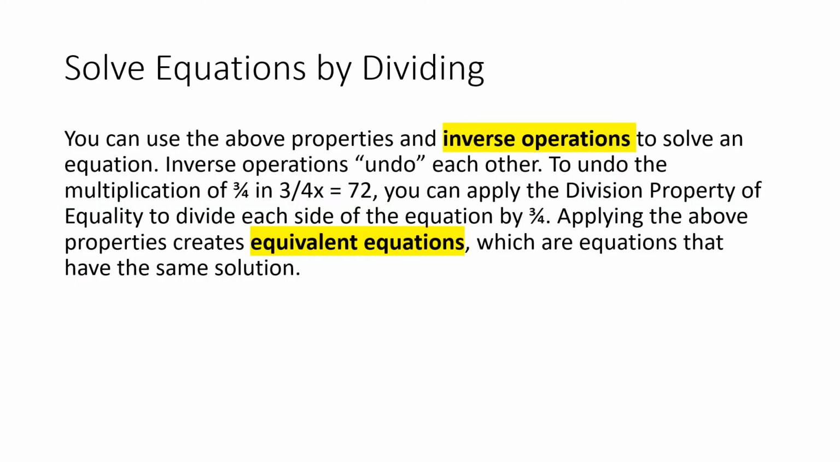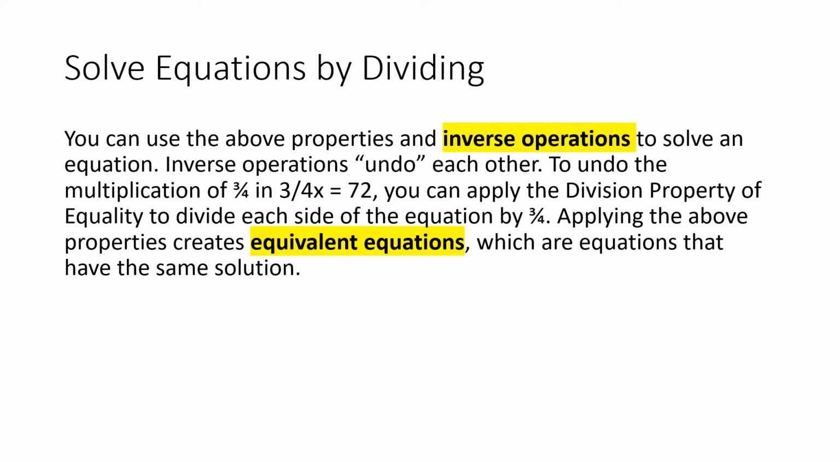So we can use those 2 ideas, those properties, and the idea of inverse operations to solve an equation. Inverse operations undo each other, right? To undo the multiplication of 3/4 in 3/4 times x equals 72, we can apply the division property of equality to divide each side of the equation by 3/4. Applying the above property creates equivalent equations, which are equations that have the same solution.